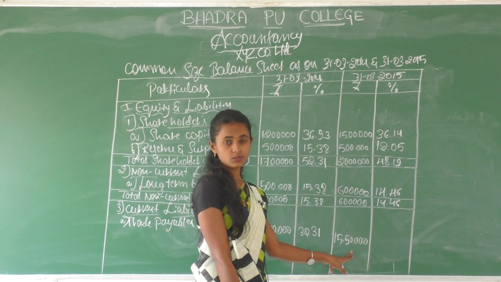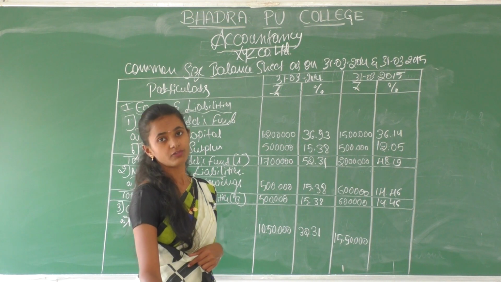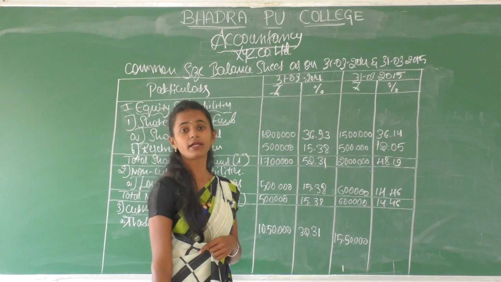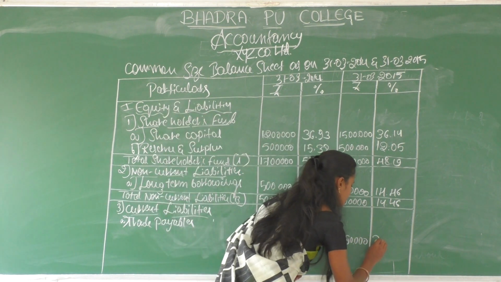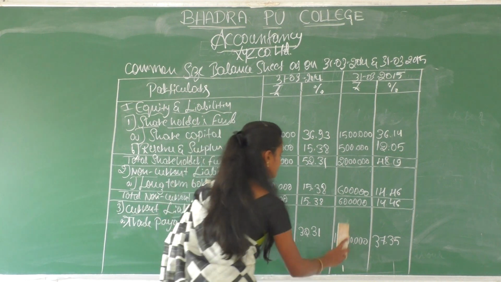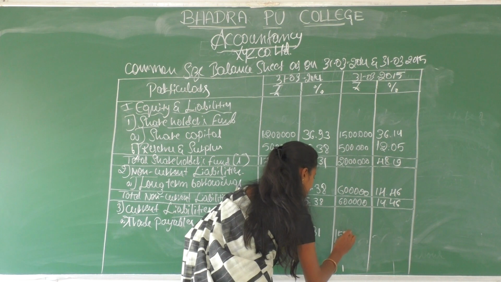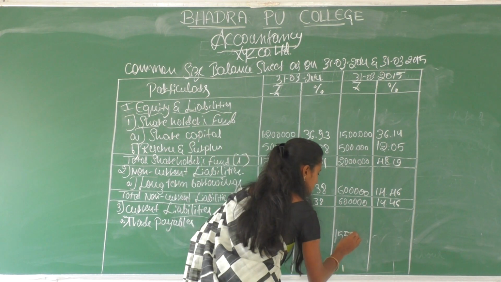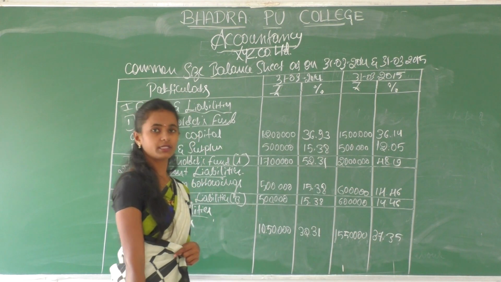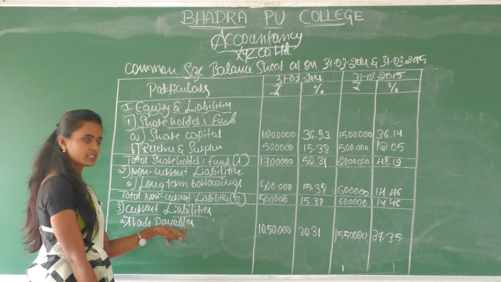So 15,50,000 divided by our common value in 2015, which is 41,50,000, into 100, then you will get 37.35 percentage. Yes, we have only one item under current liabilities, it's trade payables.